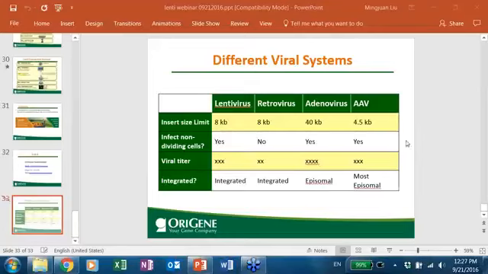So this is a comparison between different viral systems. With AAV, the genome is a lot smaller. It's only 4.5 kb. Because you also have promoters in the vector, you can probably package 2 kb and less. Both the lentivirus and AAV infect non-dividing cells, and the viral titer is similar. With AAV, it's mostly episomal. It does not integrate into the host genome.